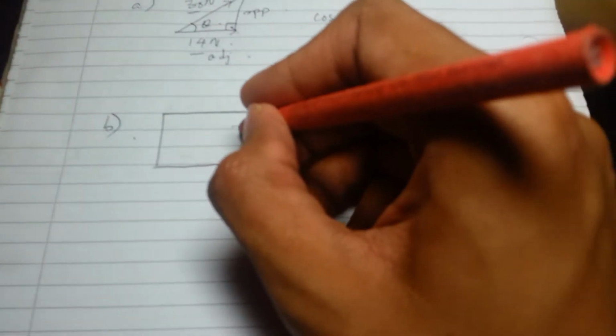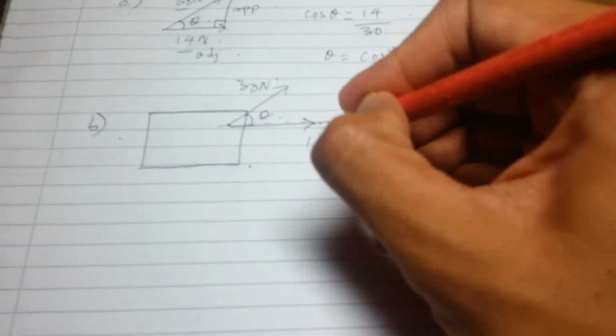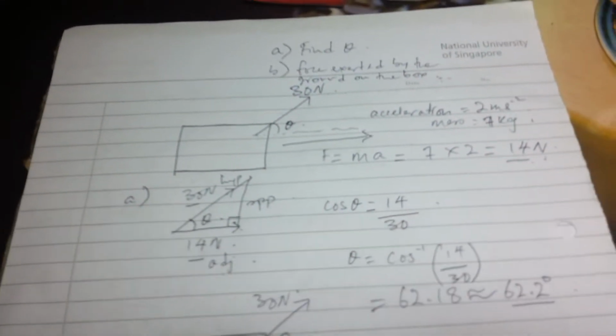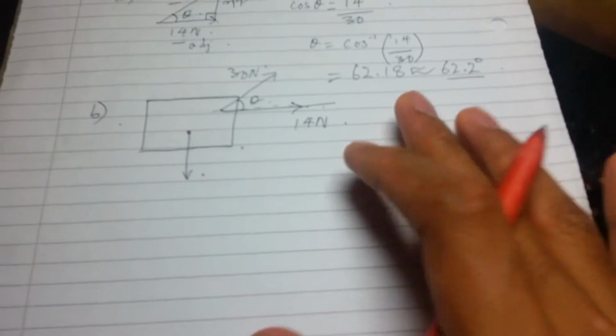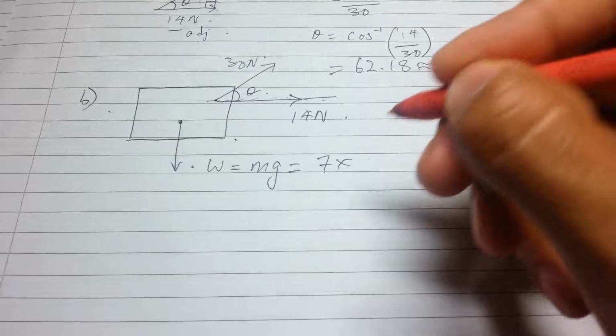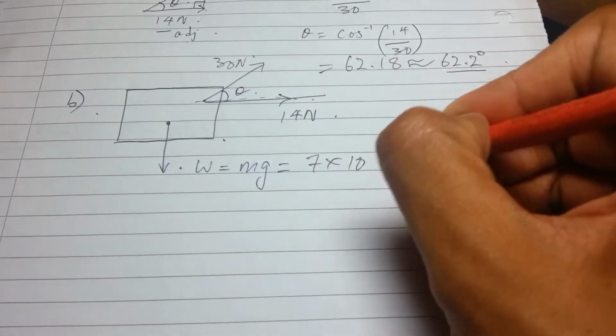We know that the force here is also 14 Newton, right? So this much we know. What else do we know about the box? They told us that the box is 7 kg, right? So the downward force of the box, which I didn't write earlier because it doesn't really concern us at that point in time, but now it does. Downward force is weight equals to mg. The mass is 7 times 10 equals to 70 Newton.